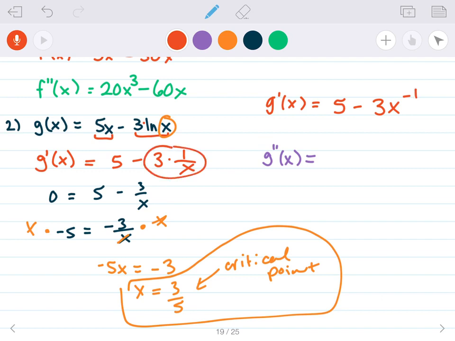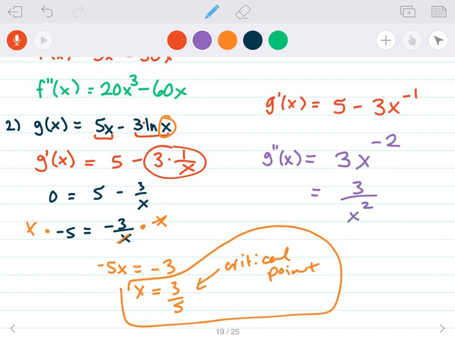So using the power rule, for the second derivative, the 5 goes to 0 when I take the derivative, and then using the power rule, I get 3x to the negative 2. And then I want to set this thing equal to 0 to find possible inflection points, and I want to see where it's undefined, to give me possible inflection points. So this is the same thing as just 3 over x squared.